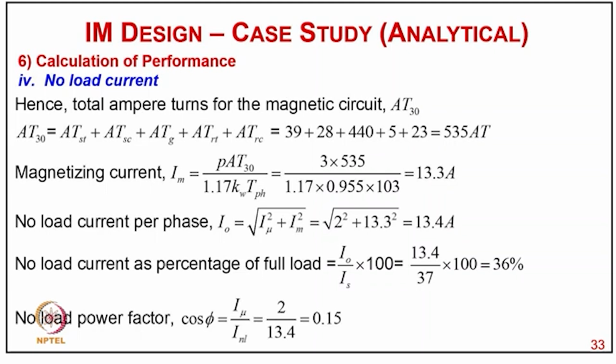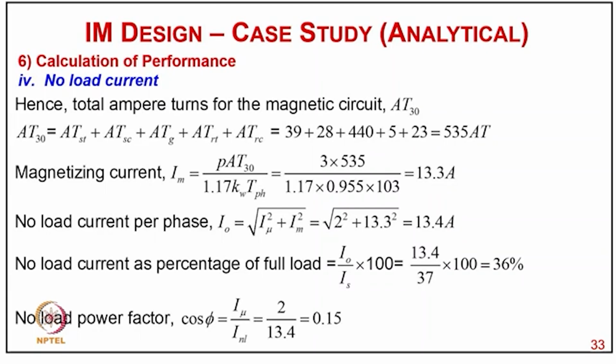Putting all these values, 39 plus 28 plus 440 plus 5 plus 23, it comes to 535 ampere turns. Now magnetizing current Iμ equals P upon 8030 divided by 1.17 kW into TPH. So putting in the values, it comes to 13.3 ampere.